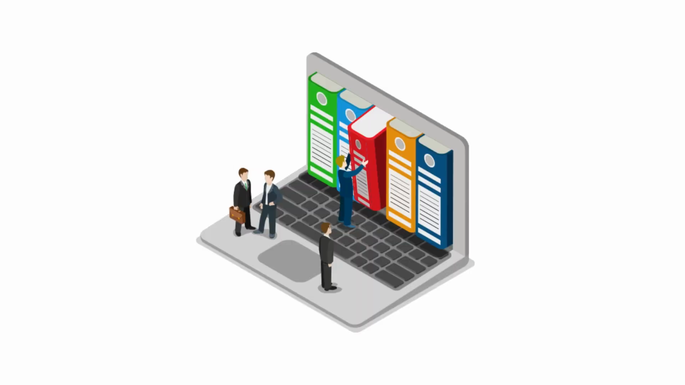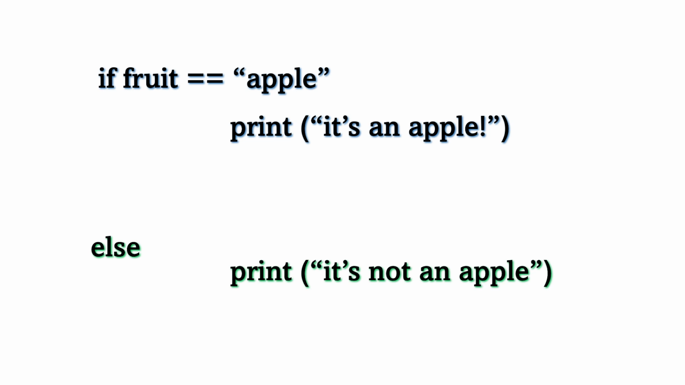Later in the program, you can retrieve the value of the variable and perform operations on it. For instance, you might want to check if the fruit variable contains the string apple, and then perform a specific action based on that condition. For example, if fruit equals the string apple, print "it's an apple", else print "it's not an apple".